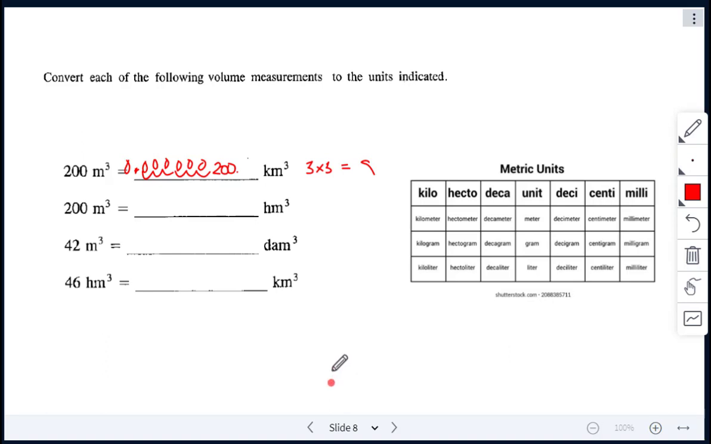We have 200 meters cubed. This time we're going to hectometers cubed. So again, there's my 200. The decimal point is currently here. From meters to hectometers, 1, 2 to the left, but we have to triple that. So we're actually moving 6 to the left. So 1, 2, 3, 4, 5, 6. There's the new decimal place. There's the 0 in front. And we just fill these in with zeros.